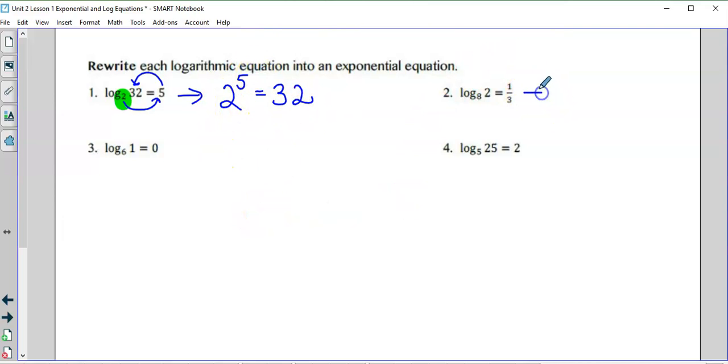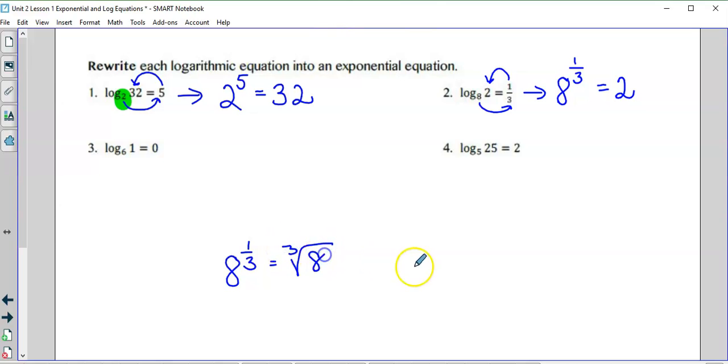All right, number 2, I would write 8 to the 1/3 power equals 2. Now, another way to write something, if you have a fraction exponent, 8 to the 1/3 is the same thing as the cube root of 8. 4 to the 1/2 power is the square root of 4. Let's see, what's another one?